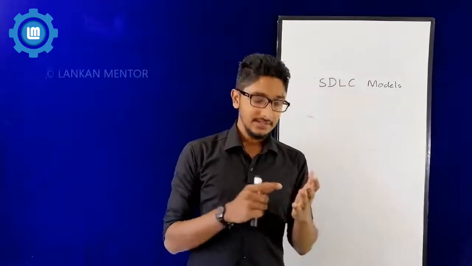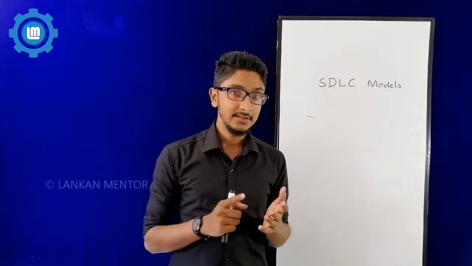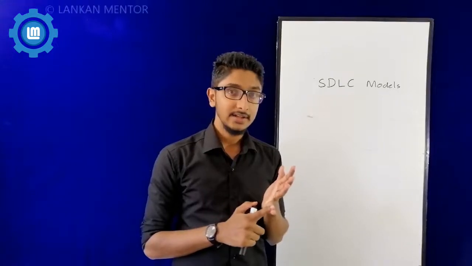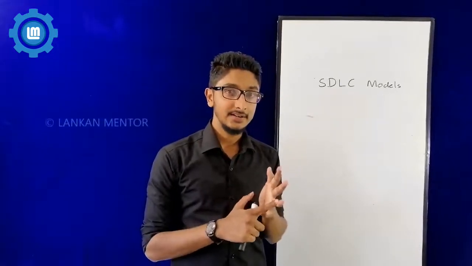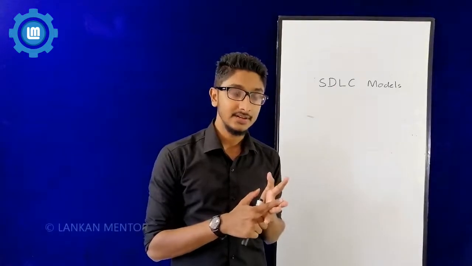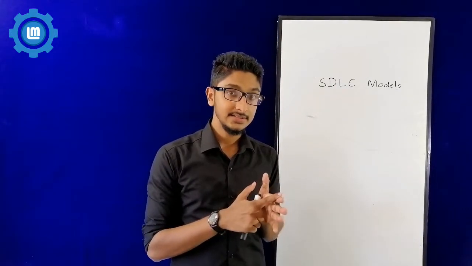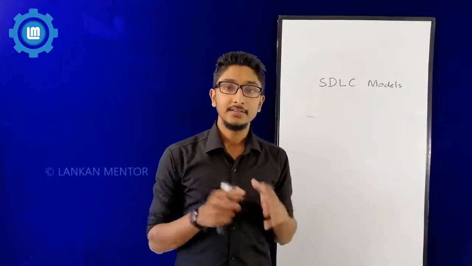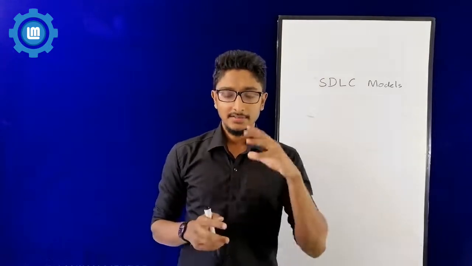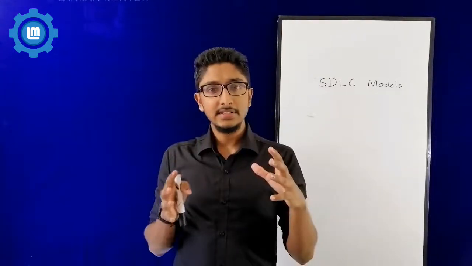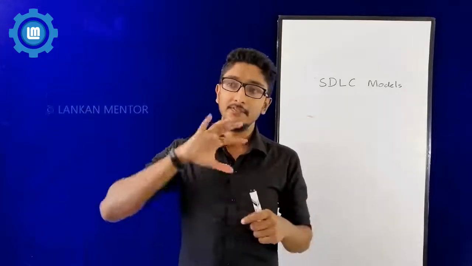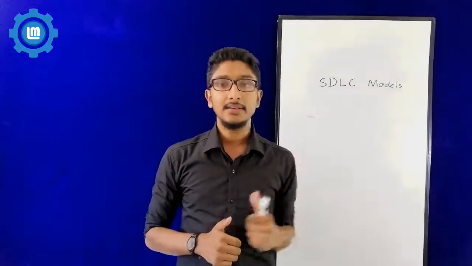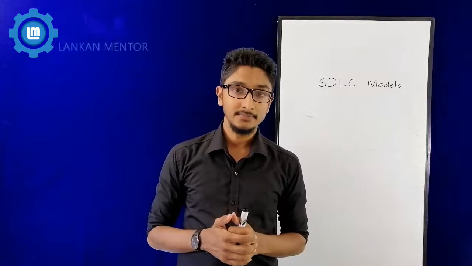So there are 6 steps that we discussed in the system development life cycle. First, requirement gathering. Then you go for the design phase. Then implementation, coding. Then you test the system. After that, you deploy the system. Finally, you maintain the system. Now, for these 6 steps, there are different models, different ways of approaching them. That is the SDLC model.